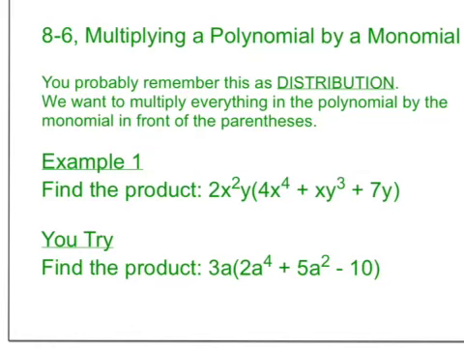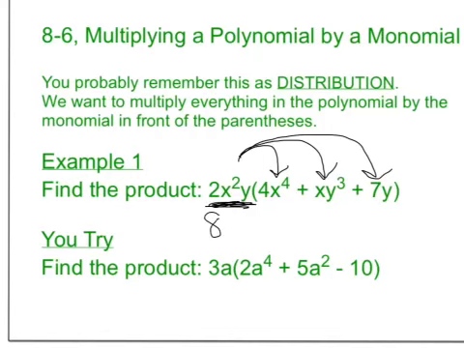We're going to take this 2x squared times y, and we're going to distribute that to each of the terms inside the parentheses. So when I multiply the monomial outside by 4x to the 4th, I get 8x to the 6th y. So 8 comes from 2 times 4. The x exponent comes from 2 plus 4. And then the y, there's no other y's to add.